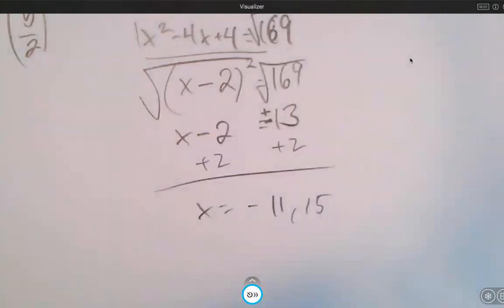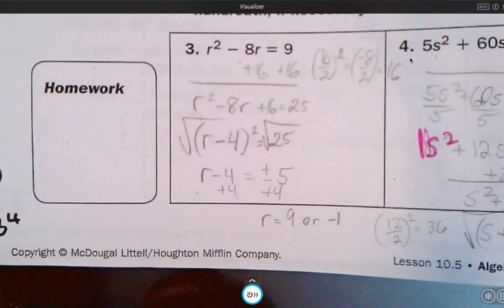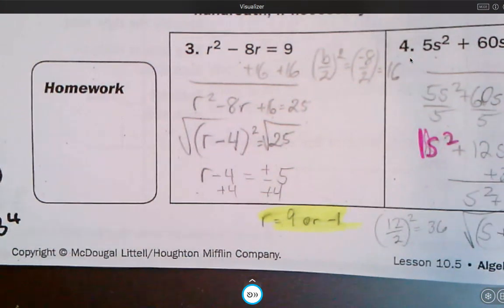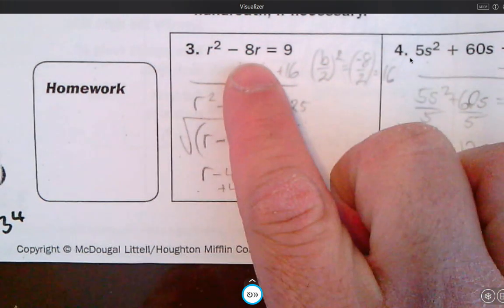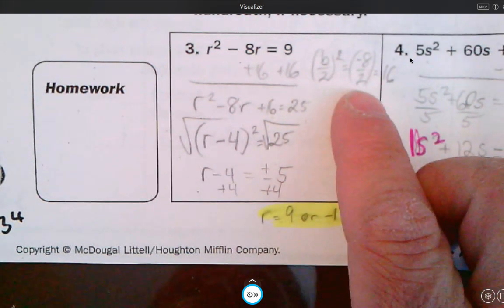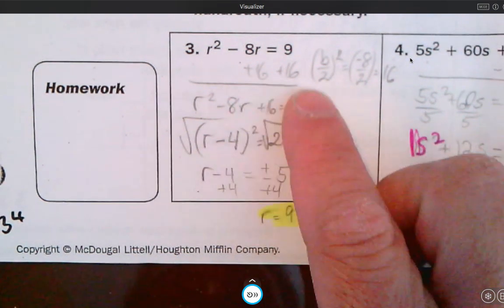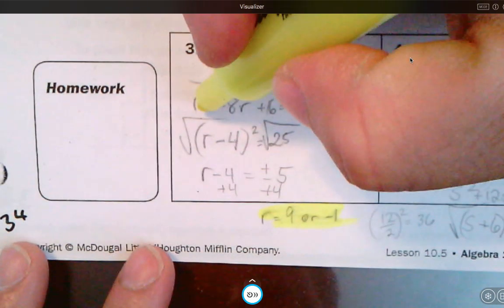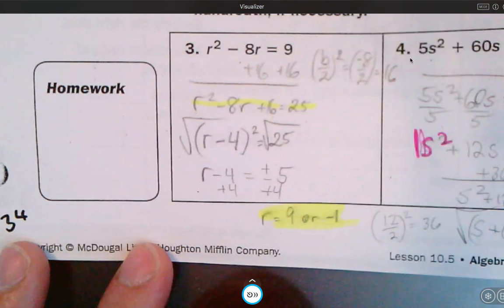3 and 4, we had a few little issues, but not too bad as a whole. Number 3 checkpoint, the answer was 9 or -1. So with this one, half of -8 is -4. -4 squared is 16. And then you add 16 on both sides, and this really is a nice situation when you have 2 perfects on both sides, a perfect square trinomial and a perfect square number.